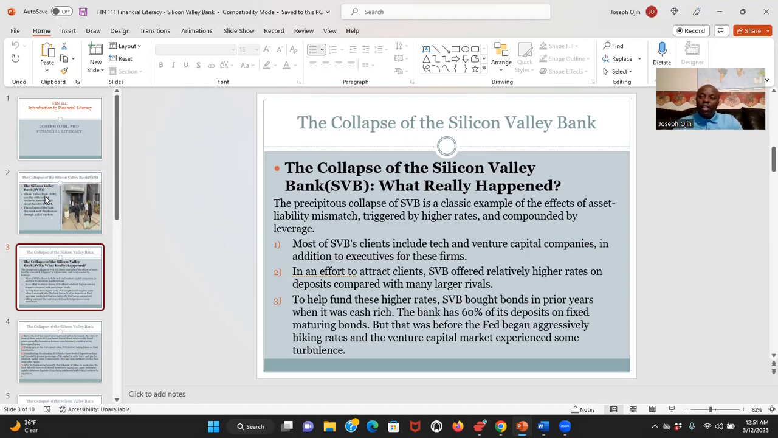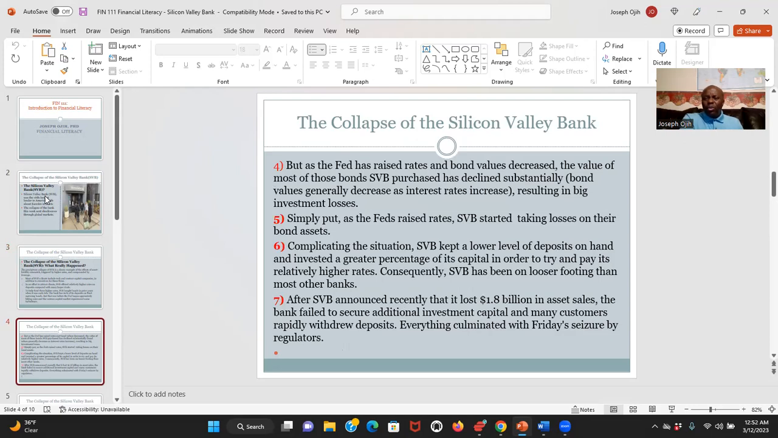So the Federal Reserve is trying to cut the inflation rate, to reduce the inflation rate. To do that, one of the ways they do it is to raise the interest rate. That means increase the cost of borrowing. But the problem here is this.